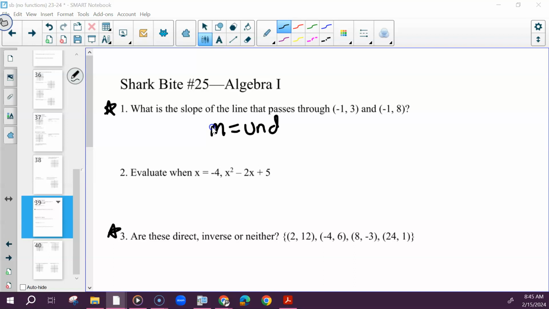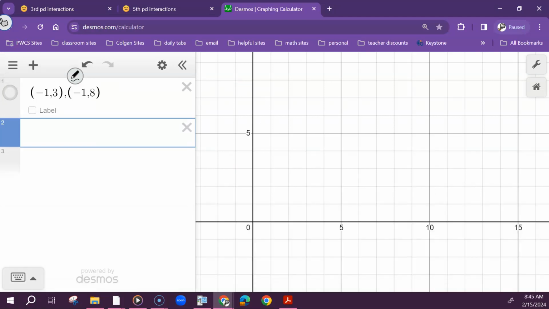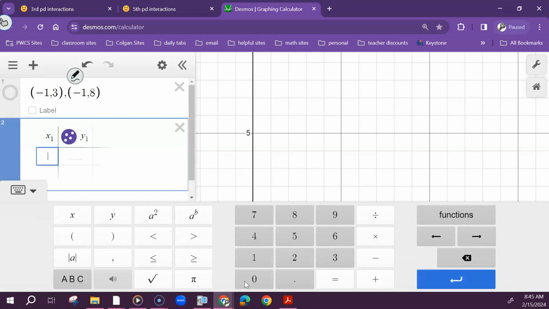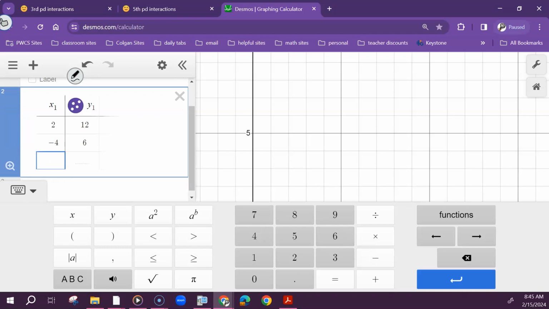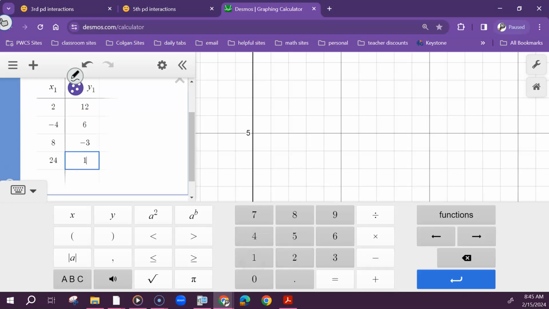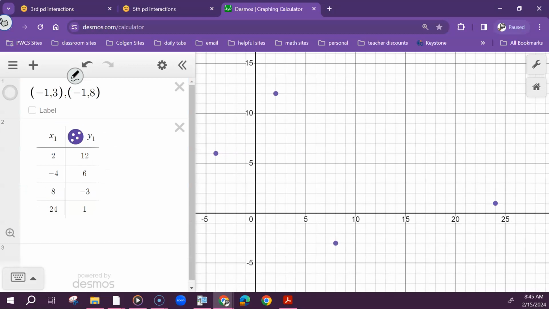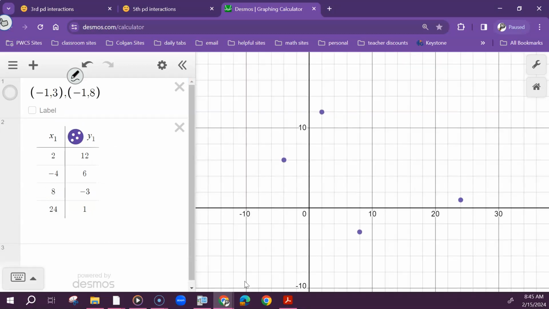For number 3, if I were to type all of these in as a table, 2 and 12. You could have also done this algebraically, but I'll show you the graph and you'll be able to see it. So it starts to look like our hyperbola, the curved shape, but the issue is these two are negative and these two are positive. So if you had multiplied, you'd get positive 24, negative 24, negative 24, positive 24.